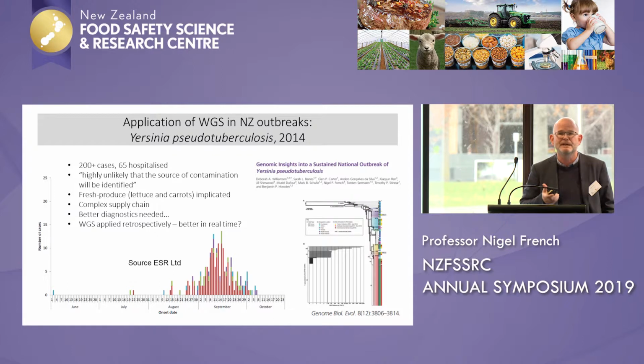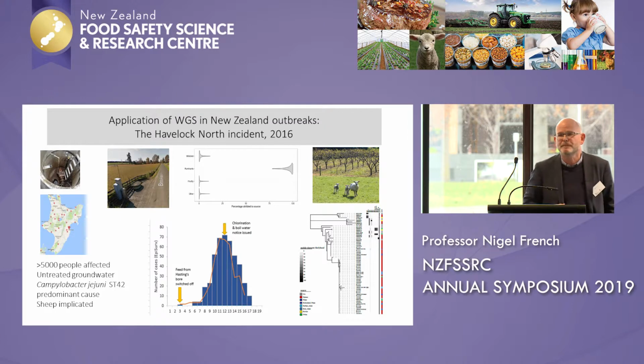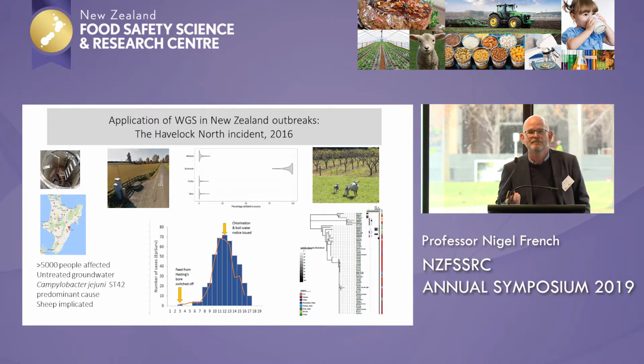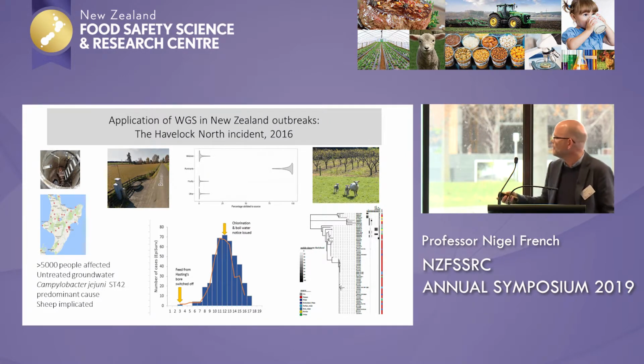And I think if we had better databases, better sequencing, more rapid sequencing, we may have got ahead of the curve, as Martin was talking about, a bit quicker with this one. Another outbreak, not foodborne, but waterborne, was the application of whole genome sequencing in the Havelock North waterborne outbreak. Again, probably the biggest outbreak of waterborne Campylobacter anywhere at any time that we're aware of.